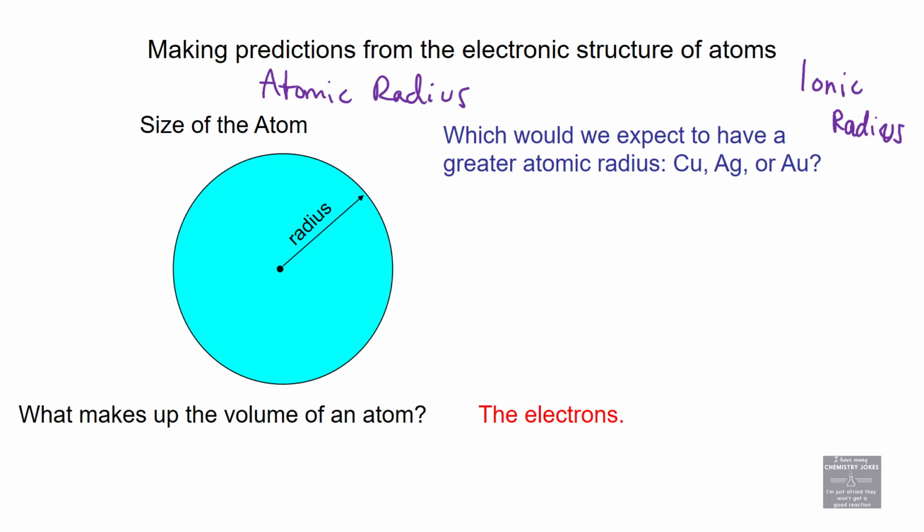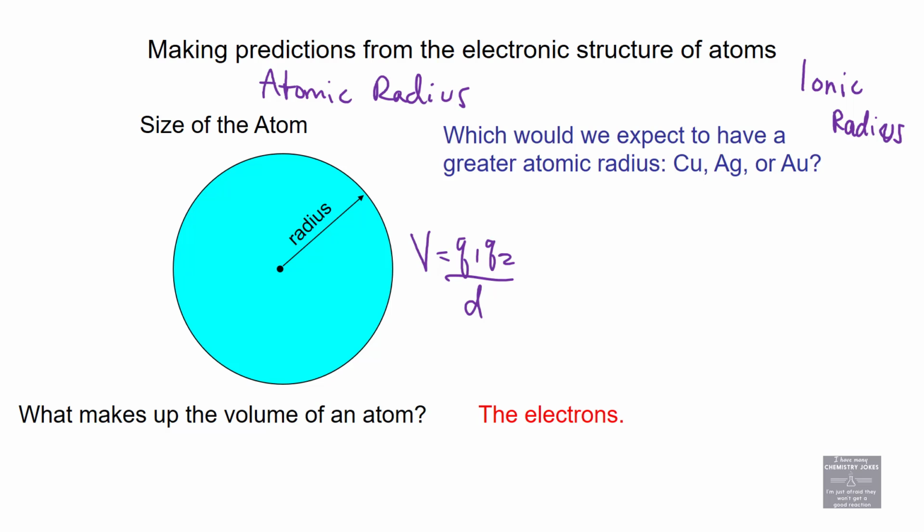Which would we expect to have a greater atomic radius? Copper, silver, gold. I said that backwards. Sorry. Well, how do you know? We've been talking for a while about this formula, Q1, Q2 over D. And we have not substituted any numbers in there. We still won't substitute any numbers in there.